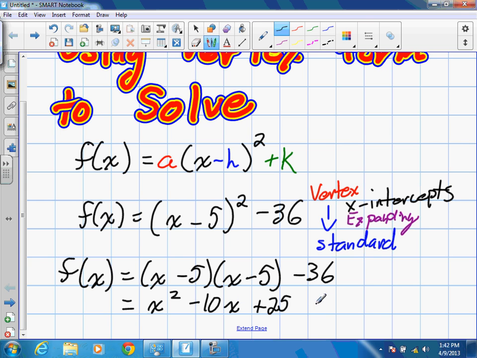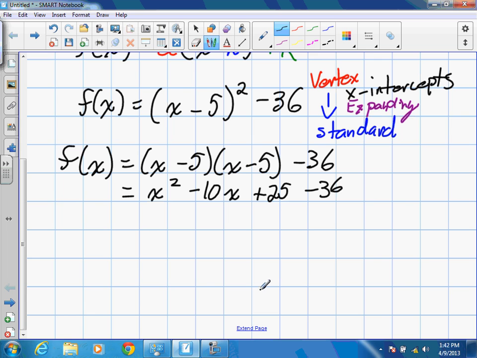Okay? If you had trouble with that, take an extra step and go through it. And then from there, I just have to collect my two like terms at the very end of this. So we have our x squared minus 10x, and what are we going to get? Negative 11. Great. So we are now in our standard form here.